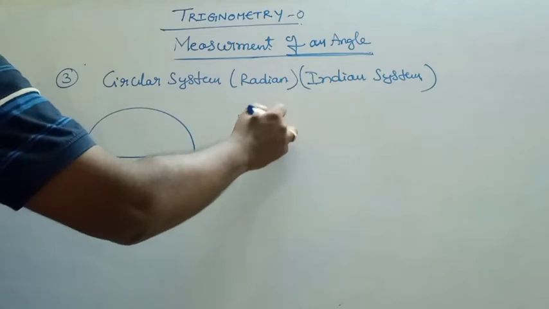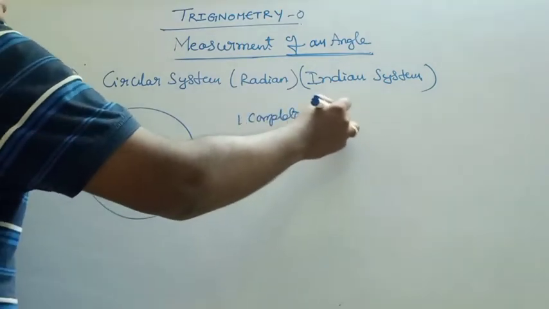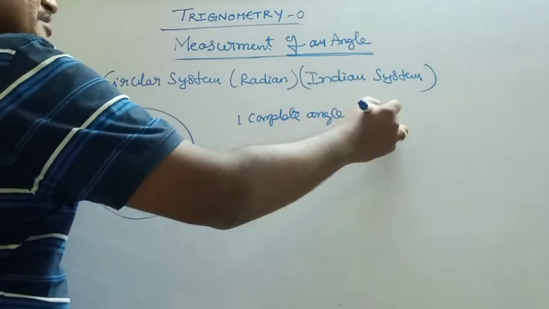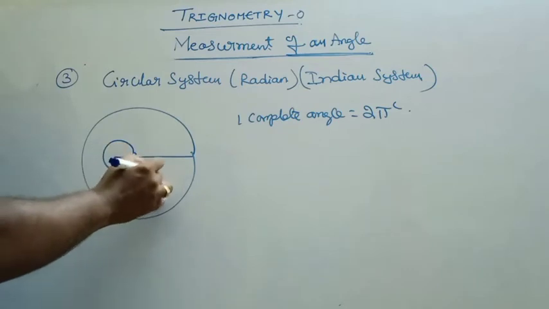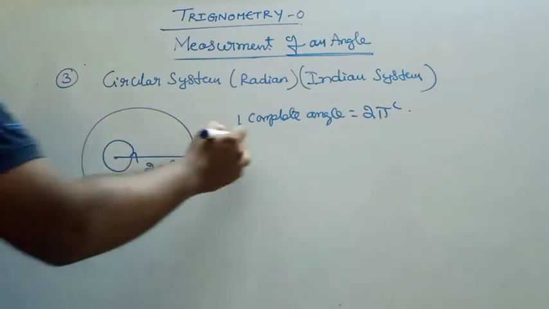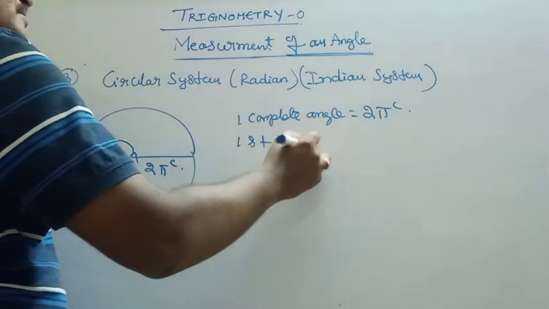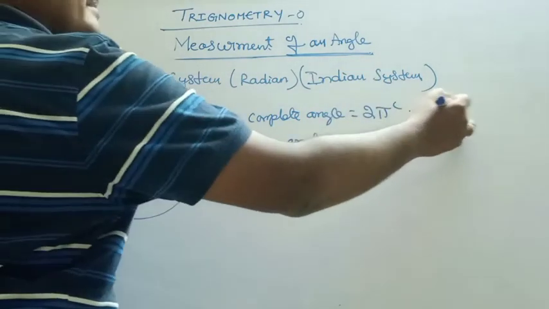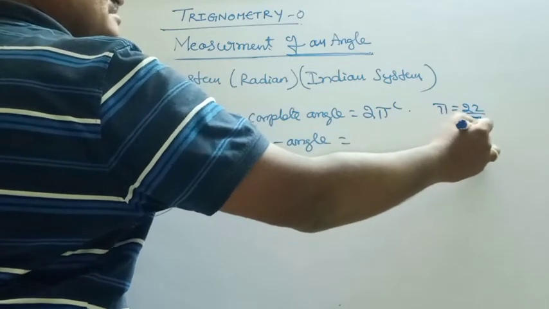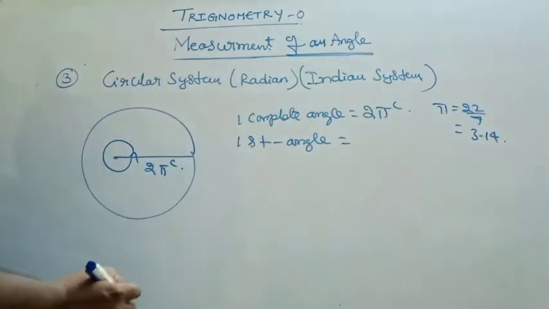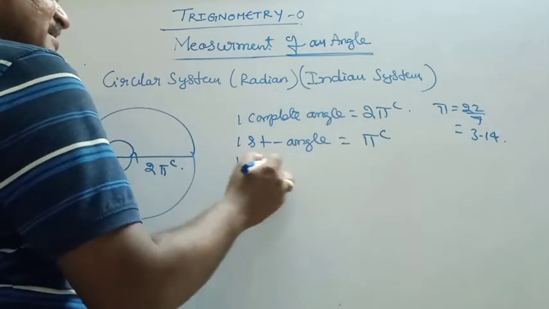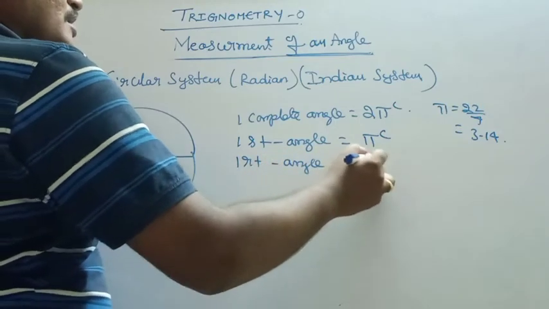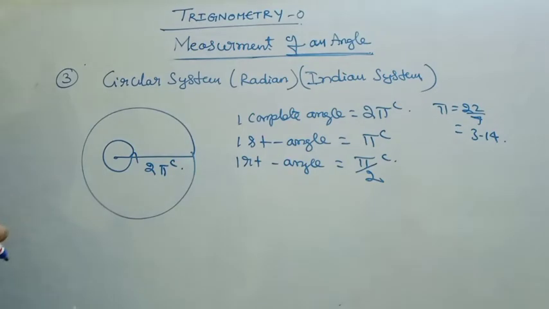One complete angle is equal to 2 pi radians. I will tell you what this is. Now 2 pi radians, this total one complete angle, they have taken it as 2 pi radians like this. Now one straight angle, right? Pi means 22 by 7, the value 22 by 7, that is nothing but 3.14 like this. One straight angle is equal to half of it, that is now pi radians, and one right angle is equal to half of it, pi by 2 radians, right?